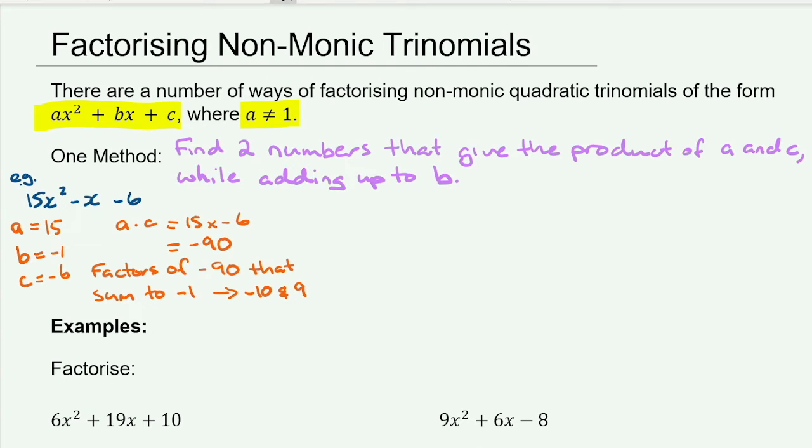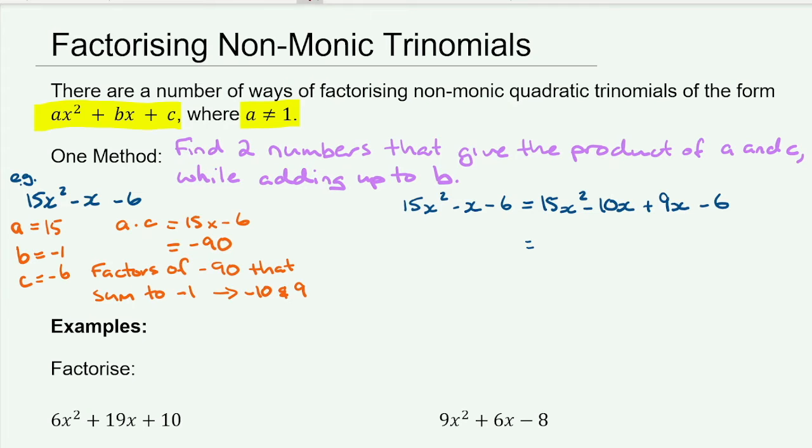Now, I'm just going to rewrite my problem over here. What I'm going to do is break up the minus x into minus 10x plus 9x, because those two together will make minus 1x. My 15x squared stays the same. My minus 6 will stay the same. But now I'm going to have minus 10x plus 9x in the middle. So minus 10 plus 9, well, that's minus 1. That is going to give us the equivalent of what we started with.